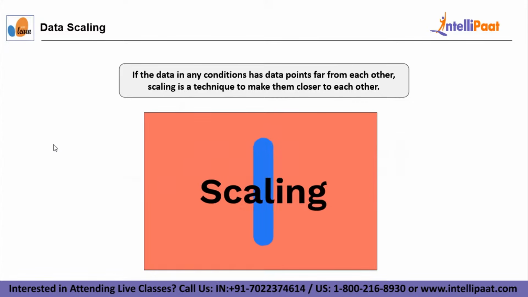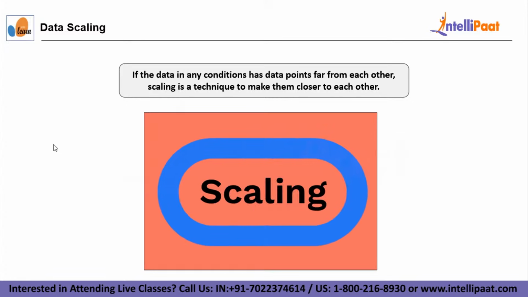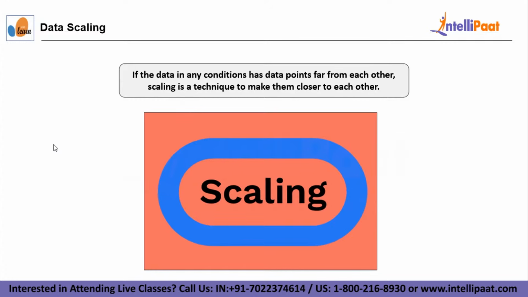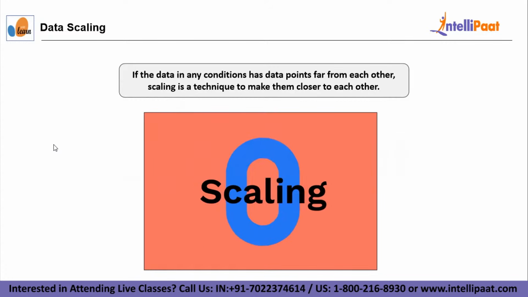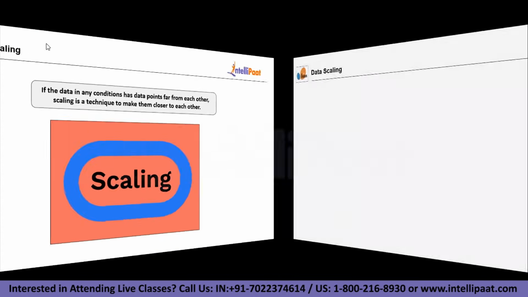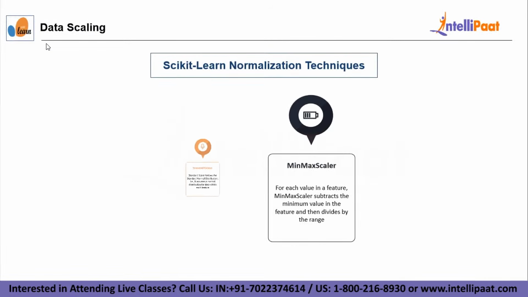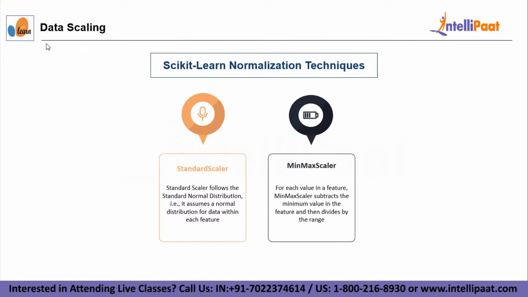For example, one feature can contain data in pounds and another in kilograms. To interpret properly, these features need to be on the same scale. They should be at least in kilograms or they should be at least in pounds. So that is the reason why we need data normalization. To normalize the data, we can use two methods that are available in Scikit-Learn, that is standard scaler and min-max scaler. Let's first talk about min-max scaler.